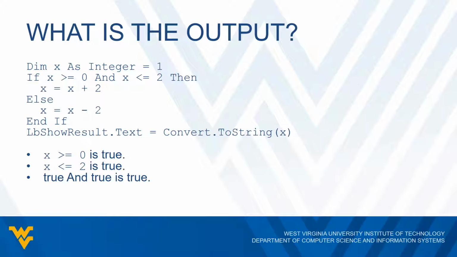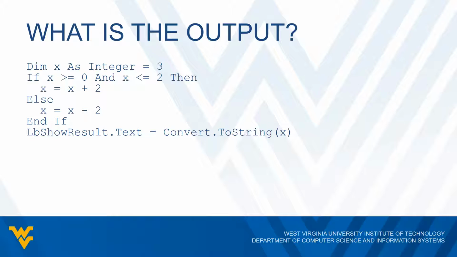So we go back into the then portion of our if statement. We're going to set x to be x plus 2. Since x is 1, we're going to have 1 plus 2, which is 3. So we store that into x. We convert that to a string and store it in the text portion of our label. So the output is going to be 3.